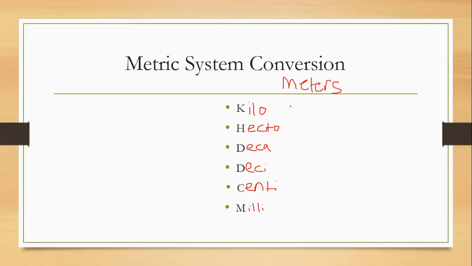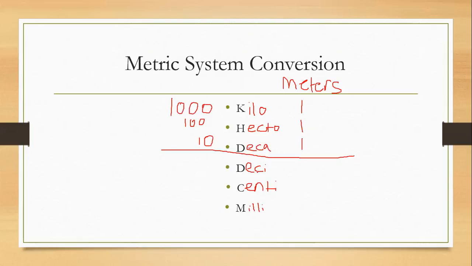So let's say we have kilometers. So that is going to be 1,000 meters for every 1 kilometer. And then for hectometers, we have 100 meters for every 1 hectometer. And then for decameters, it's going to be 10 meters for every 1 decameter. And then for these last three, draw a line here. This is where our decimals are going to start. So this is going to be a change.